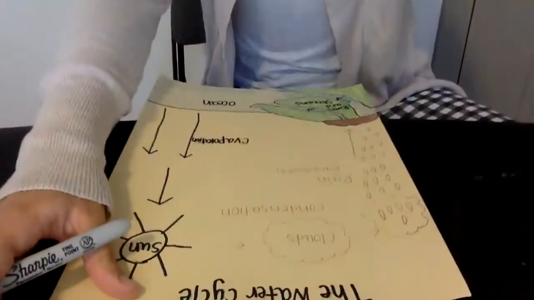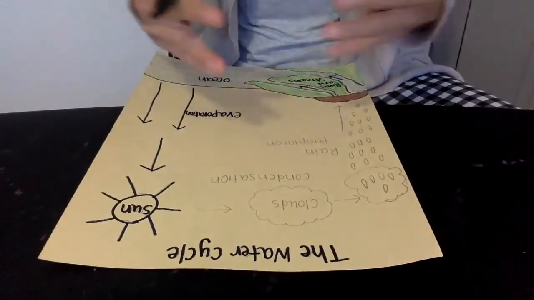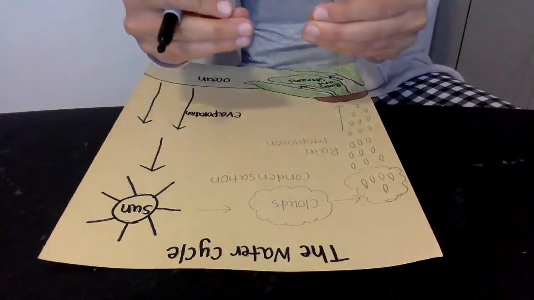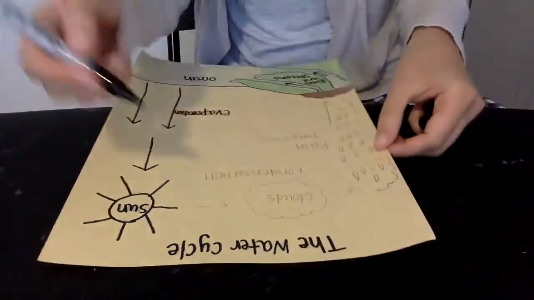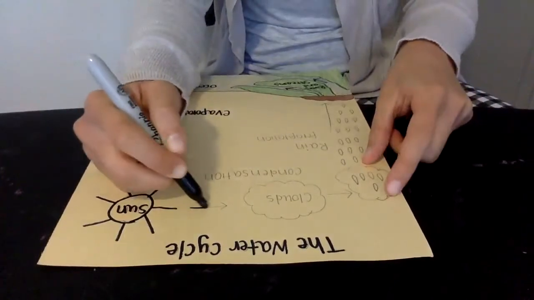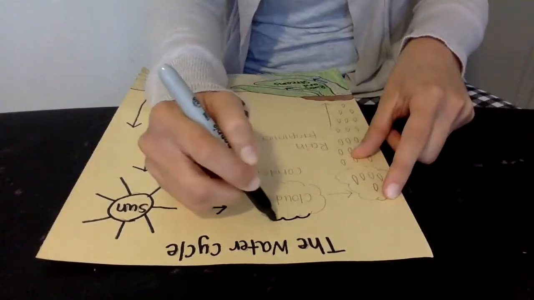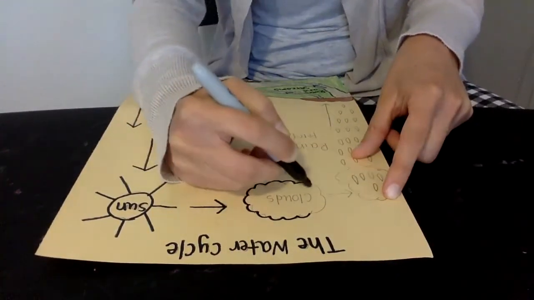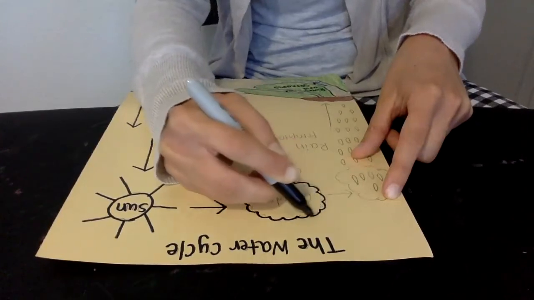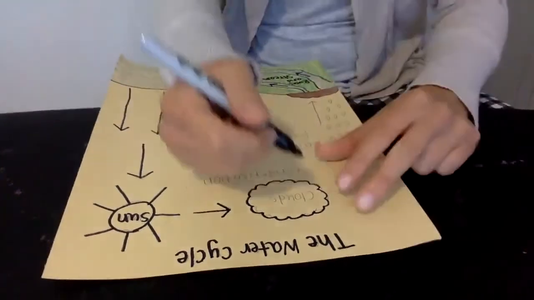Now, as the water vapor evaporates into the sky, it then condenses and forms, the water particles squeeze together and condense as they cool, and it forms clouds. So the next thing Ms. Navarro is going to draw is an arrow into a cloud. Inside the cloud, I'm going to write the word cloud.